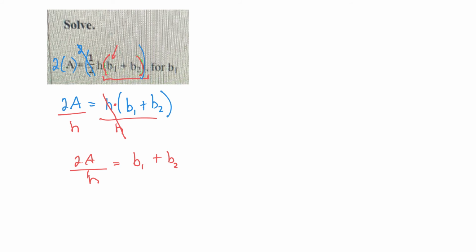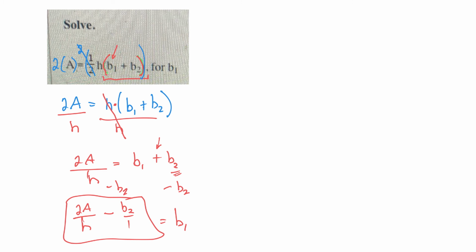Okay, and now I want to solve for b1, so I have to lose this b2. So since it's being added, I'm going to subtract b2 on this side, and I'll subtract b2 on that side. So b1 is going to be equal to 2a over h minus b2. Now notice that here b2, it's not over the h, so it's like over 1. And I would probably leave my answer like that.